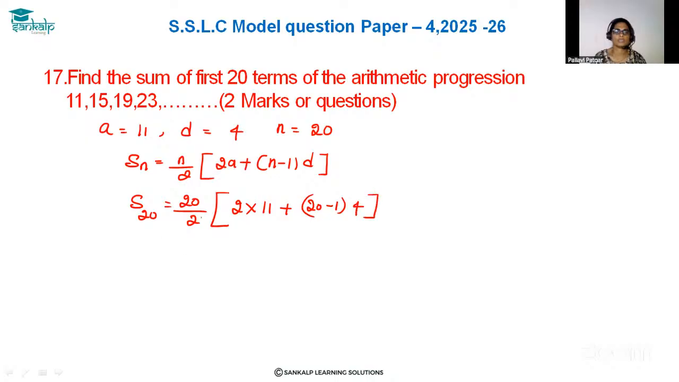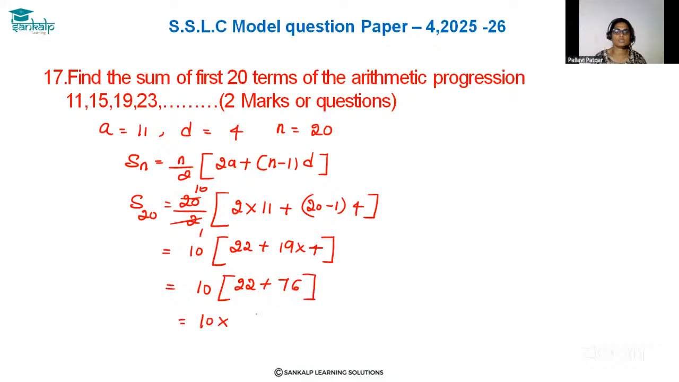So 10 into 2 into 11 is 22, plus 19 into 4. So that is equal to 10 into 22 plus 19 fours are 76. So it is equal to 10 into, 6 plus 2 is 8.